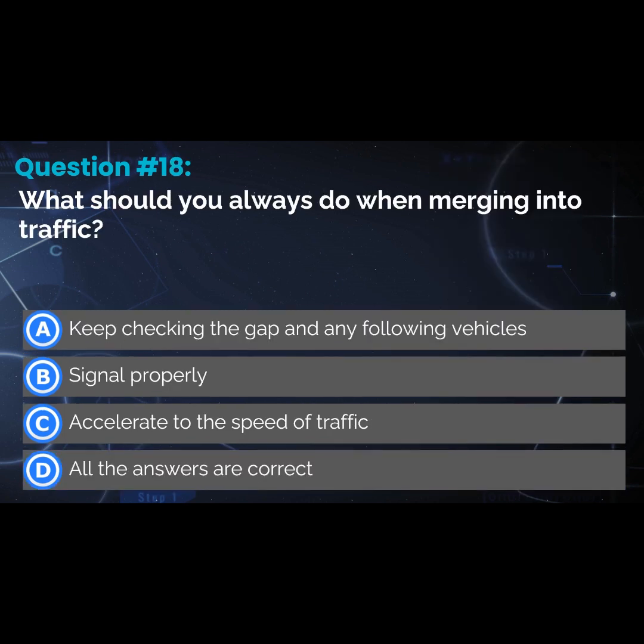Question 18. What should you always do when merging into traffic? A. Keep checking the gap and any following vehicles. B. Signal properly. C. Accelerate to the speed of traffic. D. All the answers are correct.